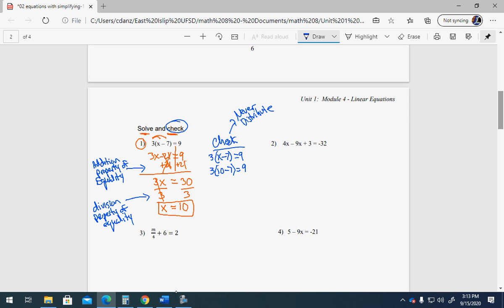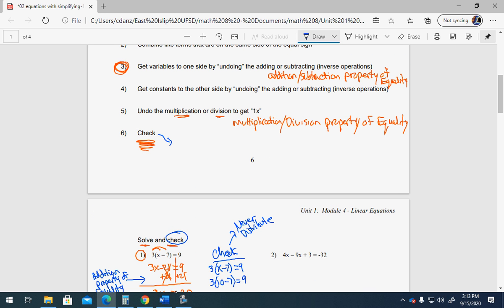So to do a check, maybe let's write those notes down here with a check. First of all, never distribute. Never, never, never, never distribute. So what do we really do? We substitute the value in for the variable, and then we follow the order of operations. A lot of you like to call it PEMDAS. It's really called the order of operations, by the way.